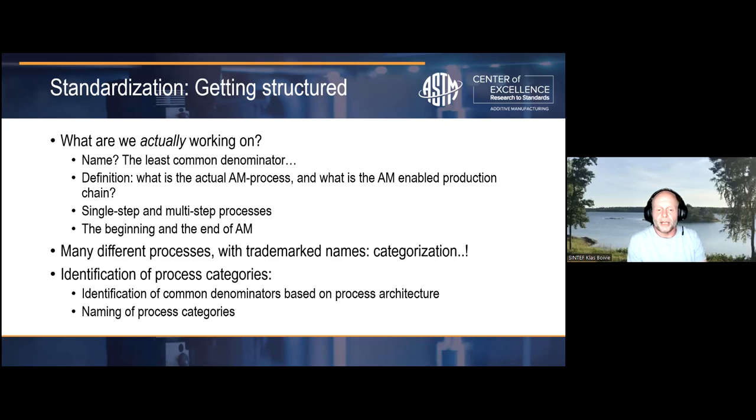Then there are, of course, many different processes. As I mentioned, they're trademark names, so we need to make some categorization to structure this. This means we have to identify process categories and find common denominators based on process architecture, and then name these process categories.